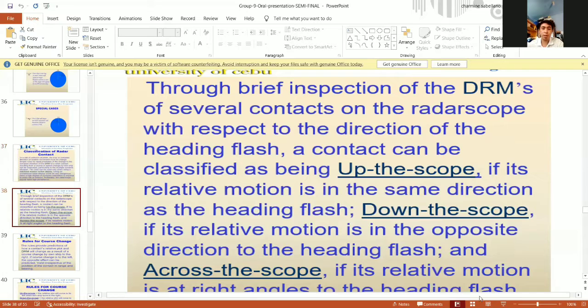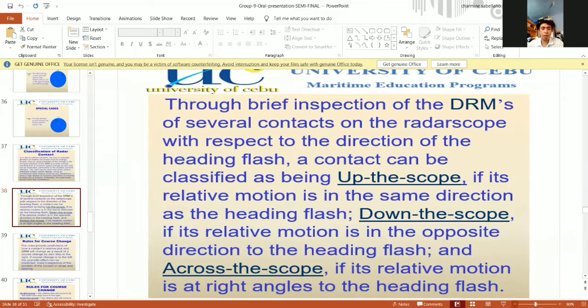So through brief inspection of the DRMs of several contacts on the radarscope with respect to the direction of the heading flash, a contact can be classified as being up the scope if its relative motion is in the same direction as the heading flash. It is down the scope if its relative motion is in the opposite direction. And we call it across the scope if its relative motion is at right angle to the heading flash.